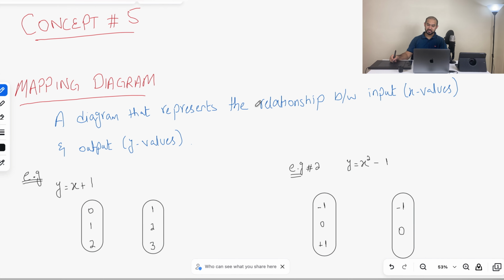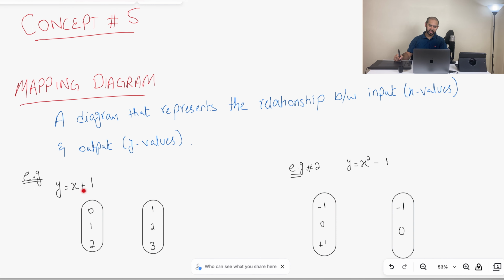Concept number 5. What is a mapping diagram? A diagram that represents the relationship between the input values, that are the x values, and the output values, that are the y values. I'll explain that to you via this example.